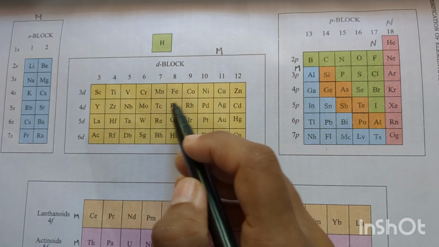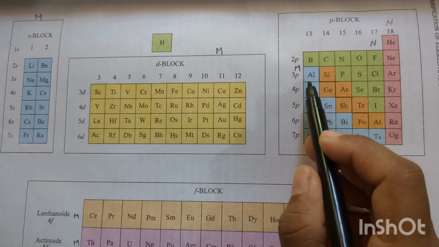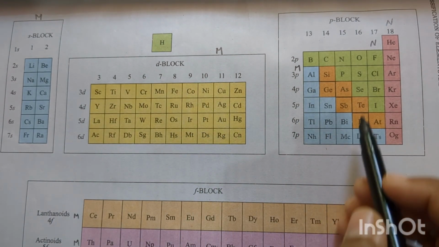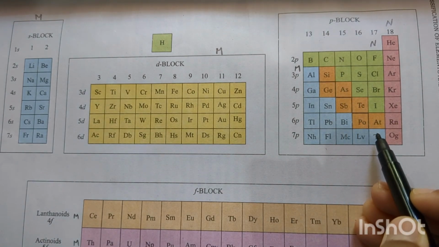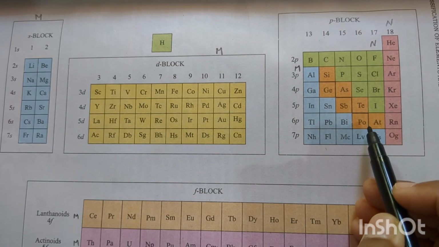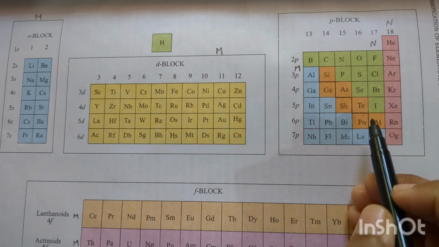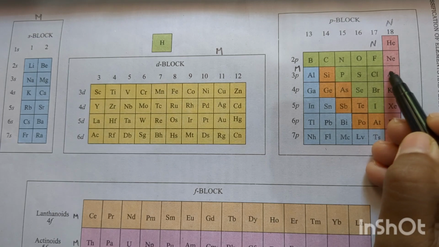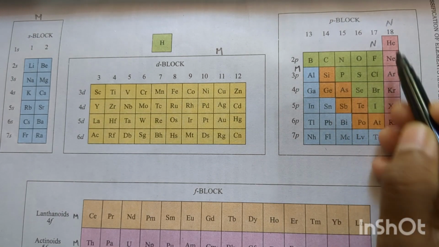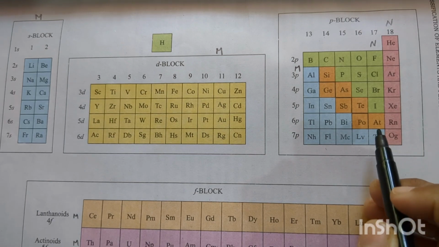Here on the left hand side we have elements with metallic character. And here we have these orange colored ones, the metalloids or semiconductors, which exhibit properties intermediate between metals and non-metals. At the rightmost end, we have non-metals: these green colored ones and the 18th group elements.